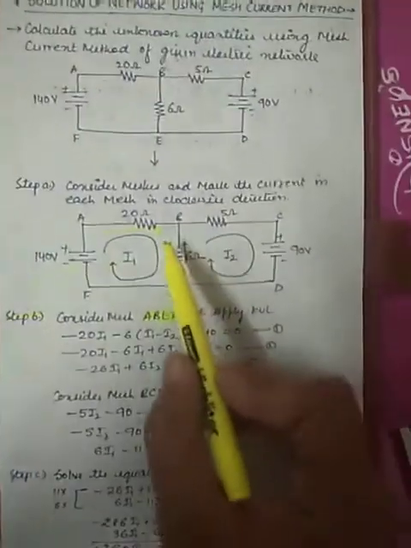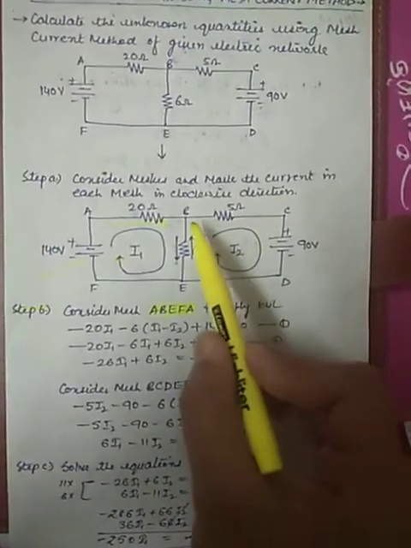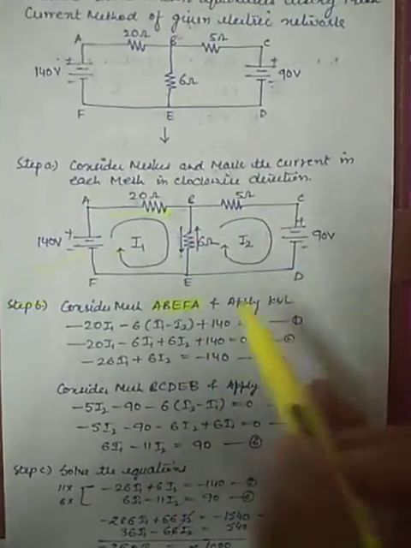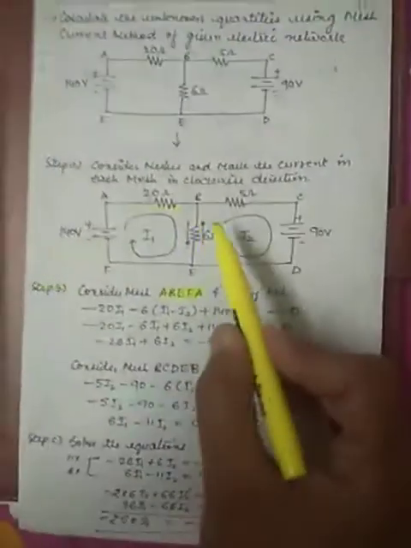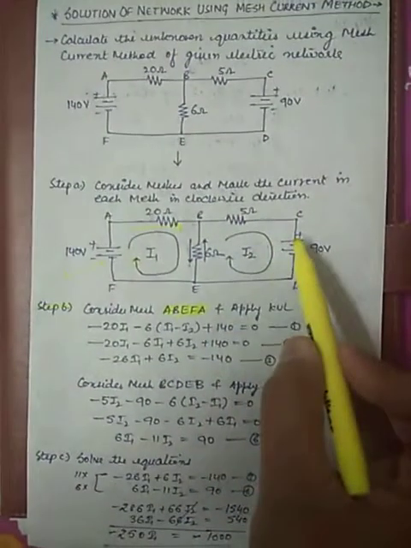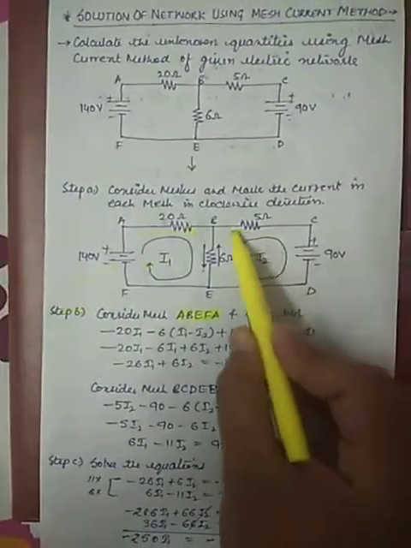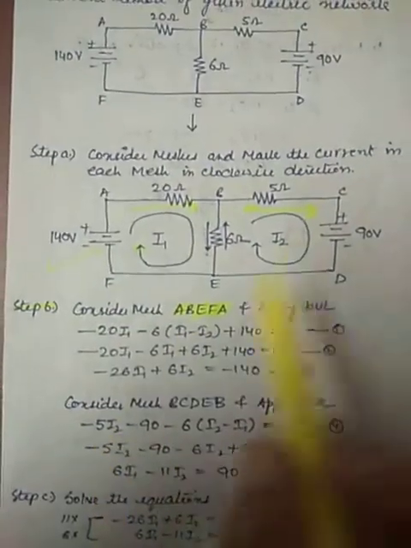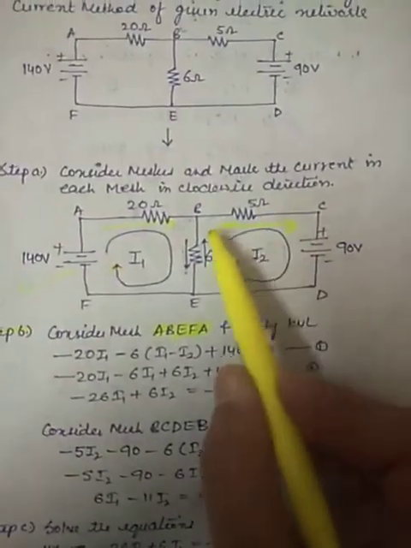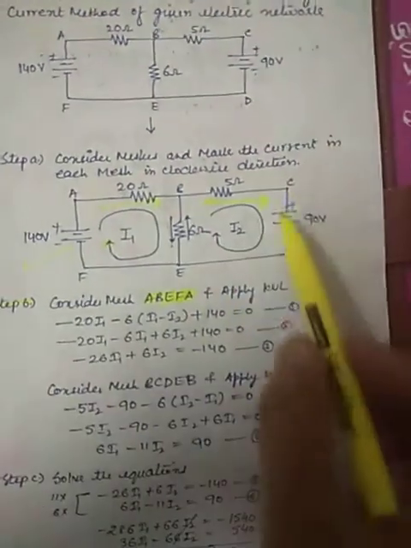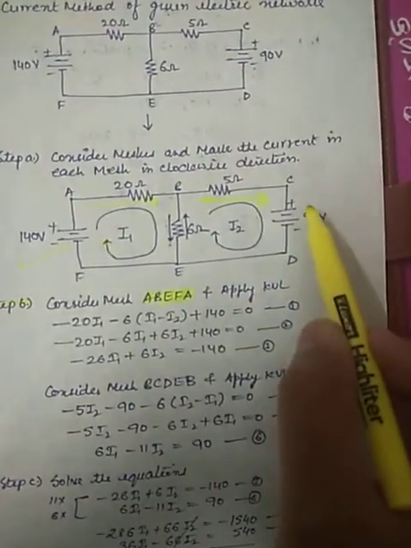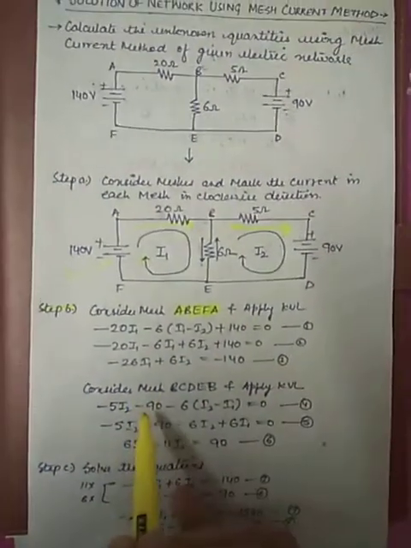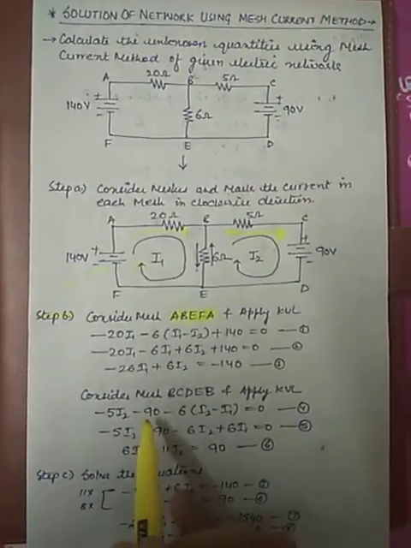Now in the next mesh, B, C, D, E, B, we will apply Kirchhoff's voltage law. Same here, if we are tracing from B to C, then the direction of current is in the same direction, B to C. So we will take minus, and I2 current is flowing on this branch, so minus 5 I2. Now from C to D, the EMF source is connected here, higher potential to lower, so we will take negative sign, minus 90.